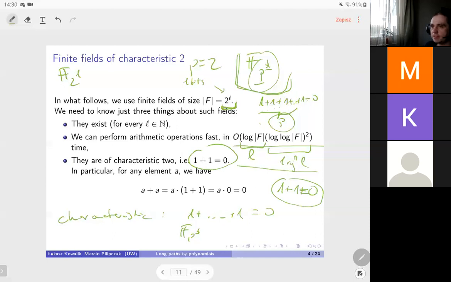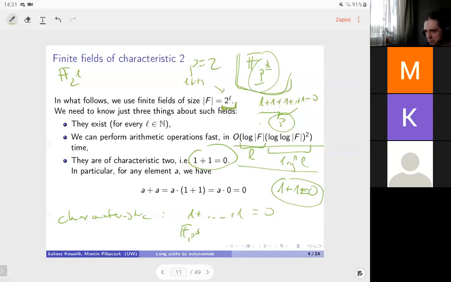And this is a very important, I mean, this is the reason we took p equal to two. We are going to use the fact that if you add the same thing twice, you will get zero. And this is one of the most important, initially most counterintuitive properties of this field we are going to use. So we're doing some operations inside the field.